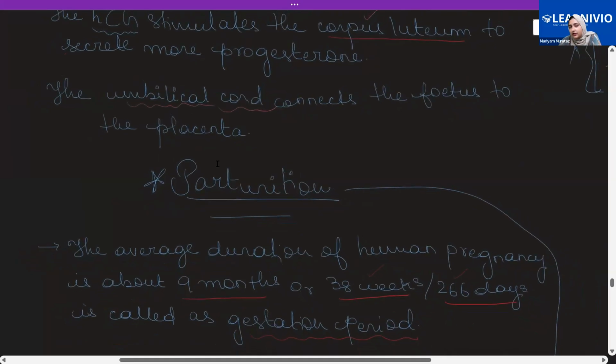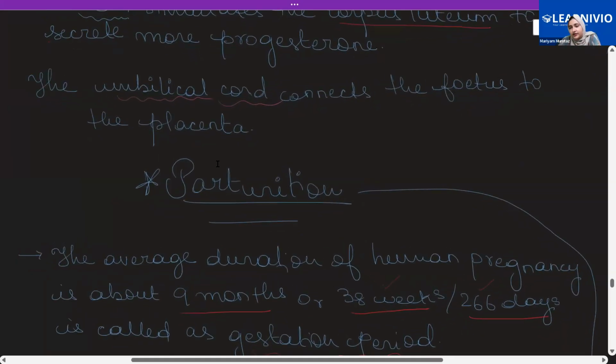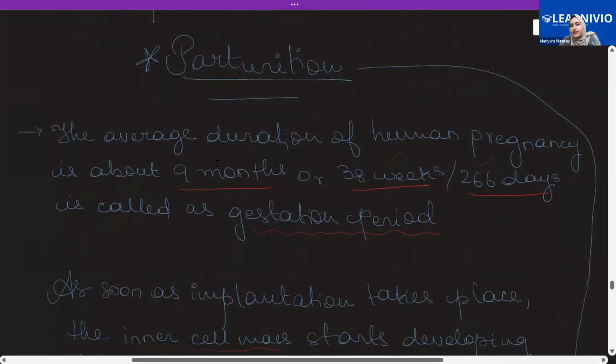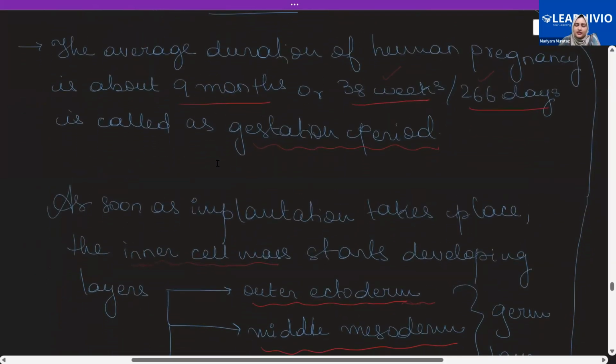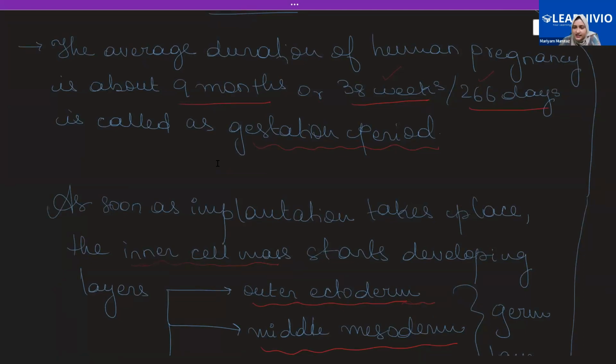And the umbilical cord connects the fetus to the placenta. The time period for which the pregnancy would last, we call the gestation period. For humans, it is 9 months or 38 weeks or 266 days.